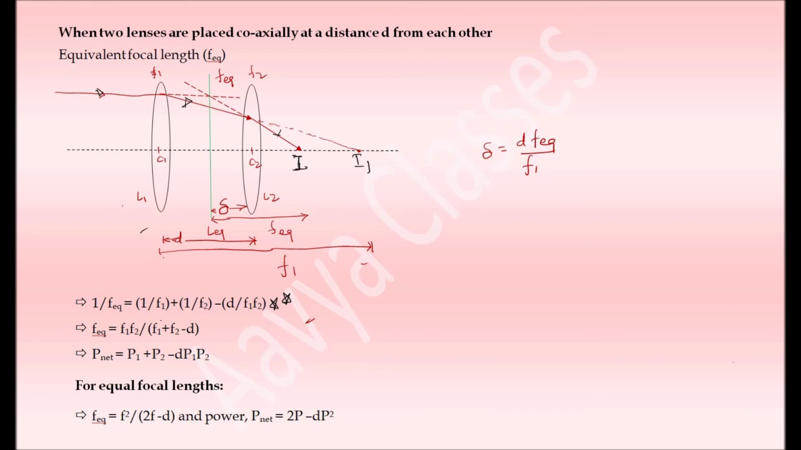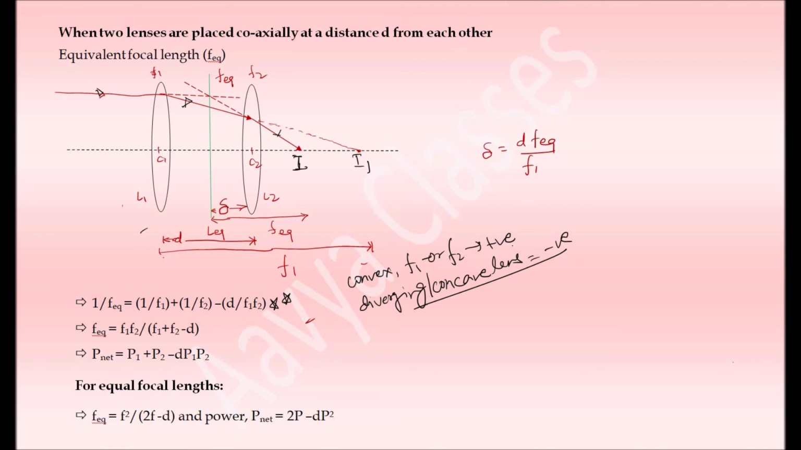It is 1 by f equivalent is equal to 1 by f1 plus 1 by f2 minus d divided by f1 f2. And secondly, you have to note that you have to apply the formula along with the sign. If it is a convex lens, then the value of focal length f1 or f2 comes with a positive sign, while if it is a diverging lens or concave lens, then it comes with a negative sign. So clearly you have to apply these two sign conventions while calculating the value of equivalent focal length.